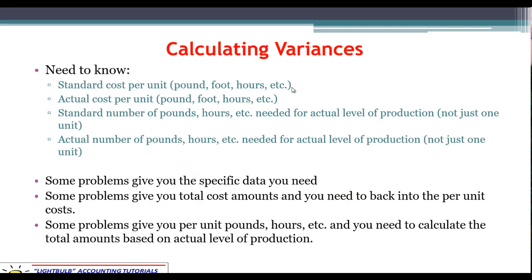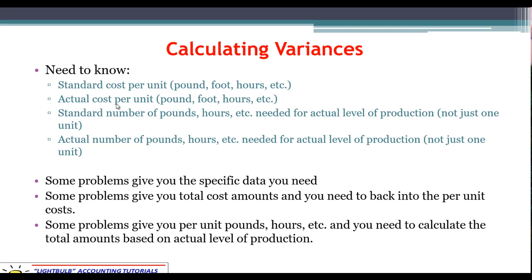So let's talk about how to work this out, how to calculate variances. Any problem that you get out of a textbook or in real life, you may get these items in a different format, but what we need to know is, regardless of what we get, we need to calculate these four items. We need to be able to calculate the standard cost per unit, whether that unit be a pound, a foot, hours, whatever we're talking about. What's the standard cost or price per unit? Sometimes they'll give that to you. Sometimes they'll give you the overall standard cost for X number of units, and you have to divide it by that number of units to get one unit's standard cost.